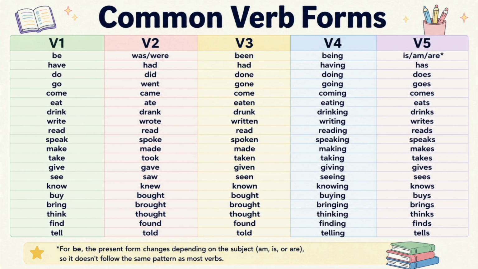Do becomes did, done, doing, and does. Go becomes went, gone, going, and goes. Come becomes came, come, coming, and comes. Eat becomes ate, eaten, eating, and eats. Drink becomes drank, drunk, drinking, and drinks. Write becomes wrote, written, writing, and writes. Read stays spelled the same as read, read, but changes pronunciation, becoming reading and reads.